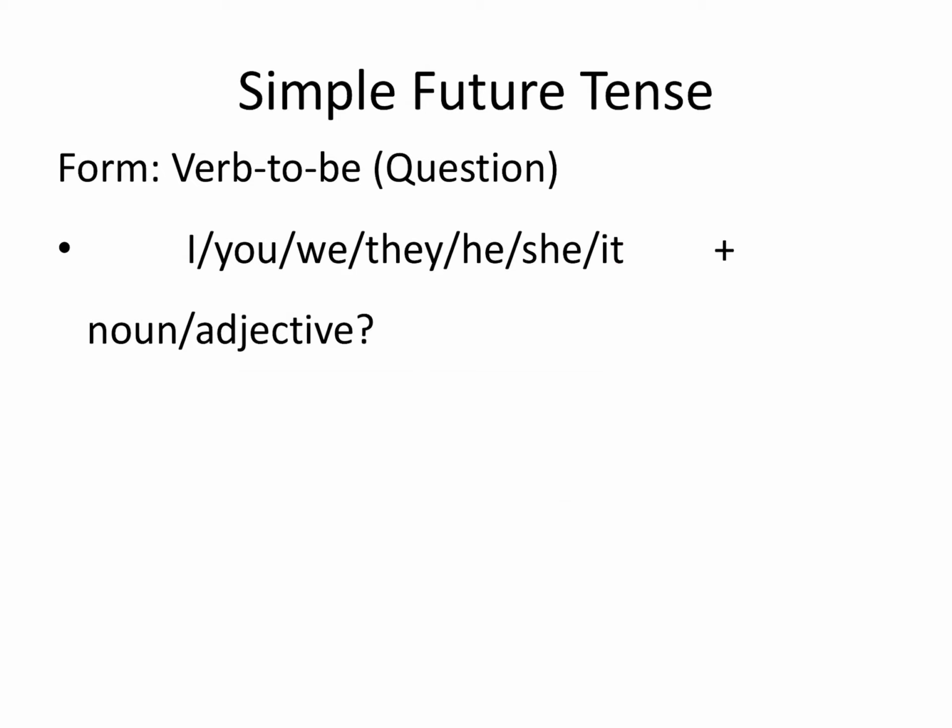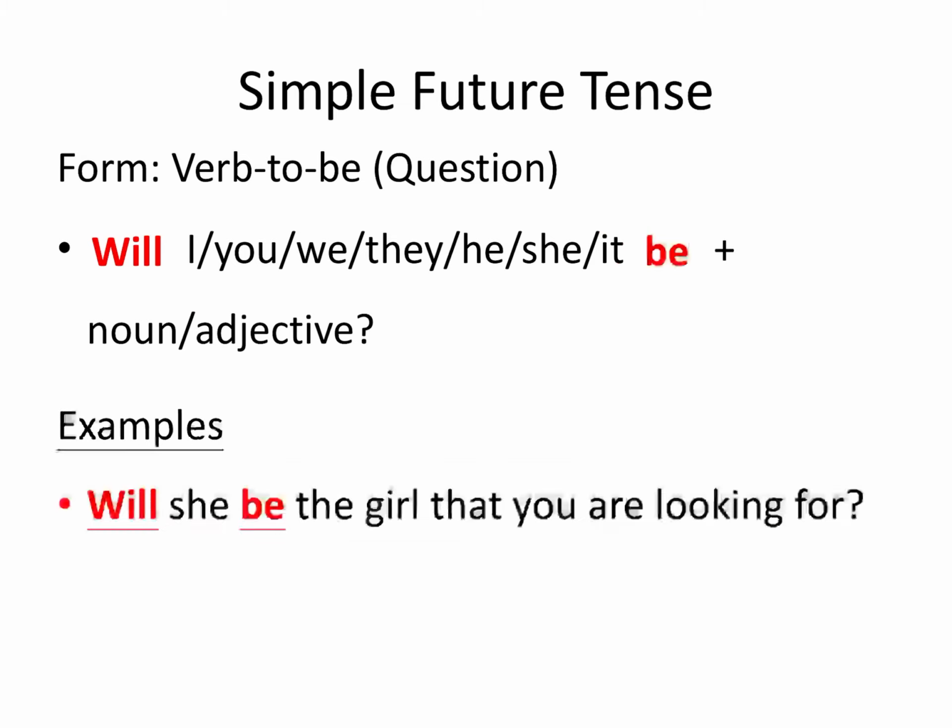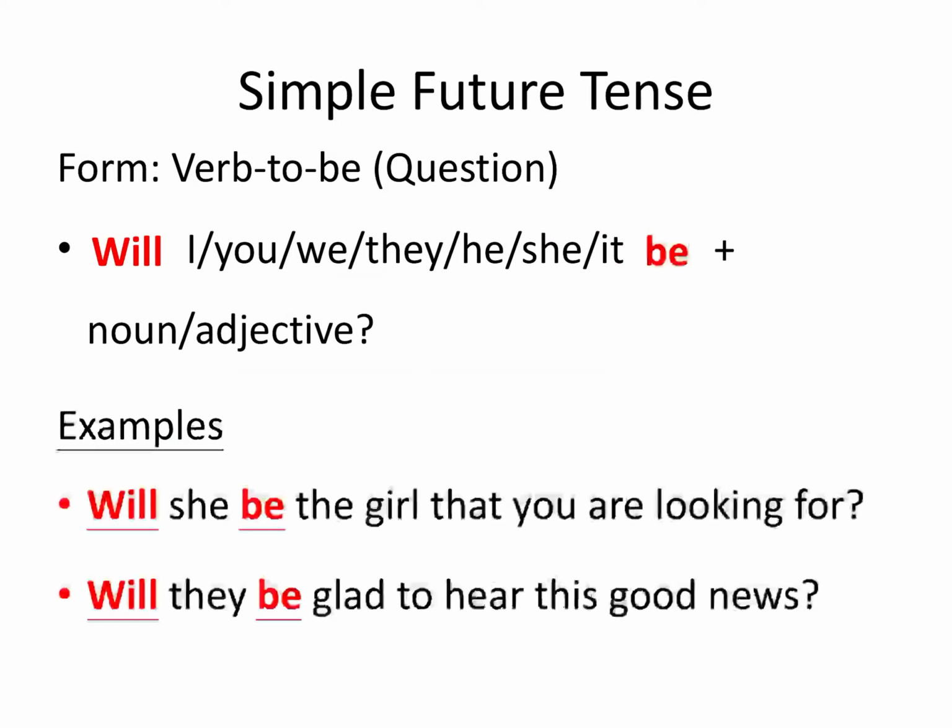As for verb to be questions, again, we just start with the first part of the verb, will, and then the subject and VI, that is be, remaining itself unchanged. Examples: will she be the girl that you are looking for? Will they be glad to hear this good news?